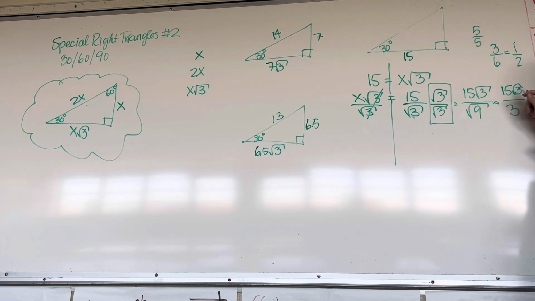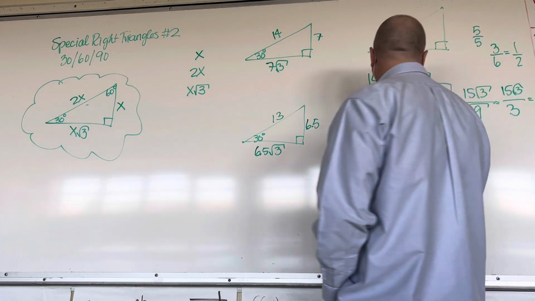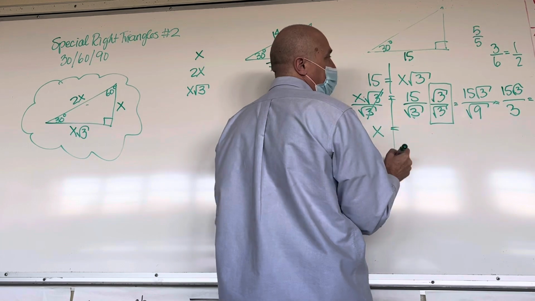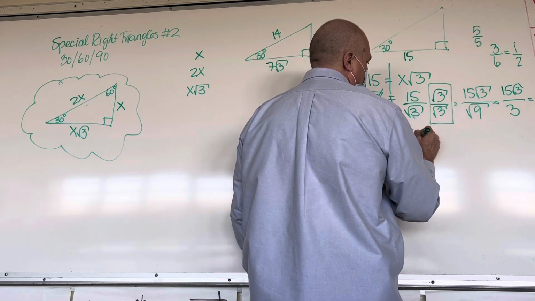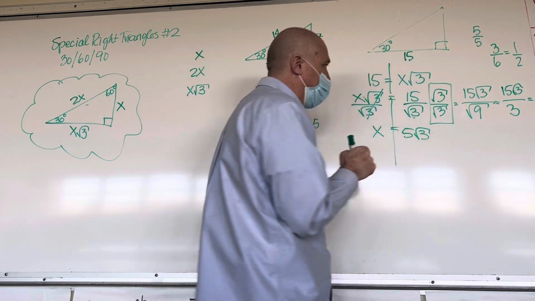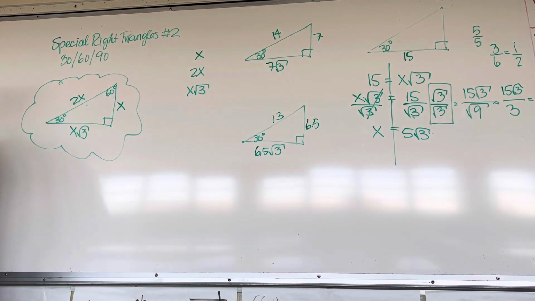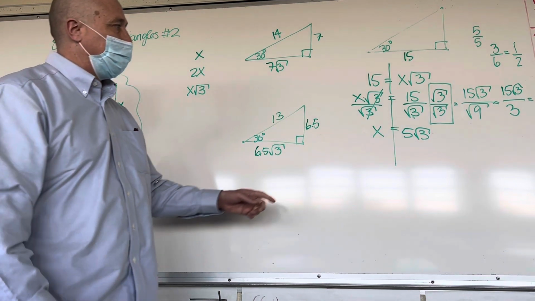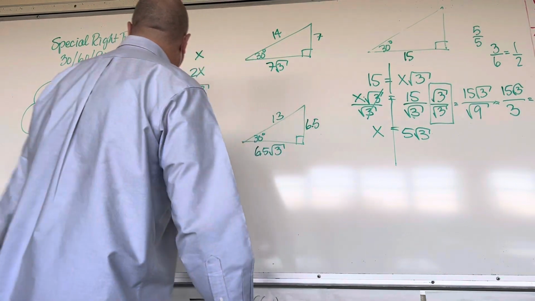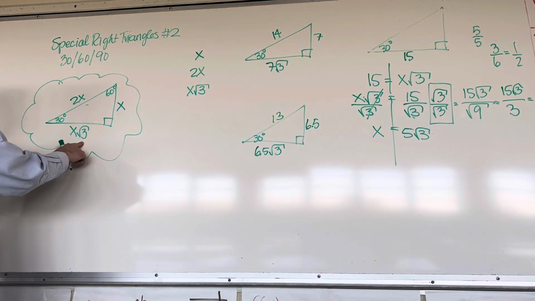3 times what is 15? 5. So this equals, and I'm just going to come down here and say x equals now 5 times the square root of 3. This is now the value of x. And so we rationalize the denominator. We got that out of there. We have now solved for what x would have to be if it were multiplied by square root of 3.